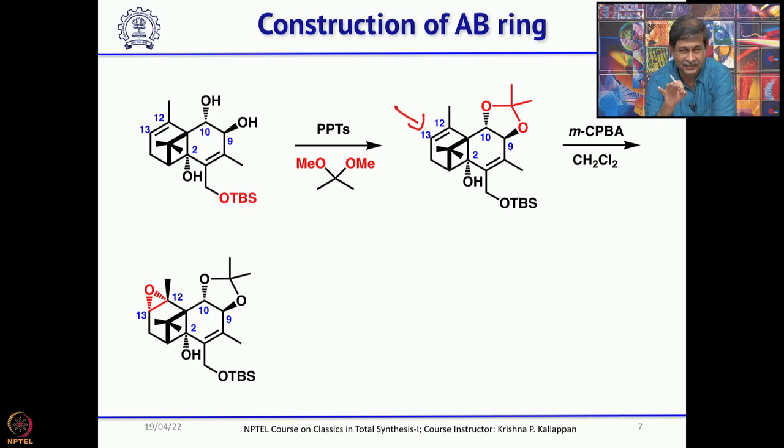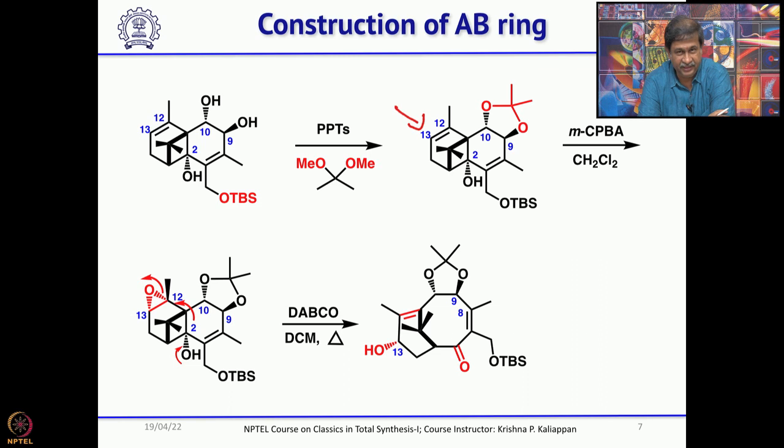And this is the stage where he tried the fragmentation reaction. For that he used a base, DABCO, a non-nucleophilic base, and heated, and as expected the rearrangement or fragmentation took place smoothly to give the AB ring of Taxol. If you look at this, this is the AB ring of Taxol, and it has almost all the functionalities present in the A and B ring.